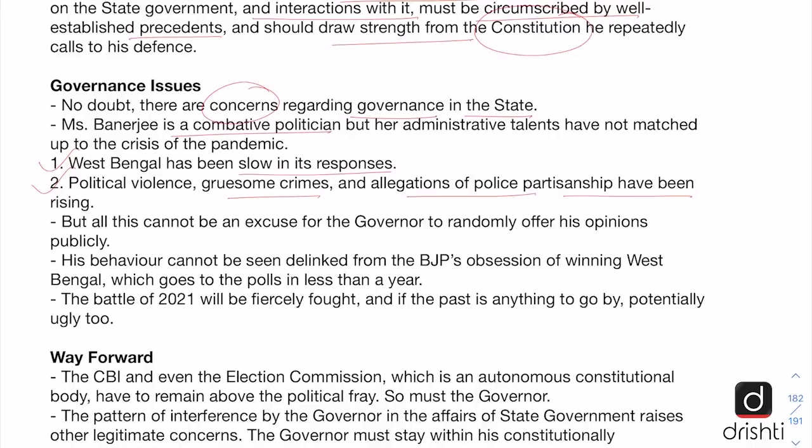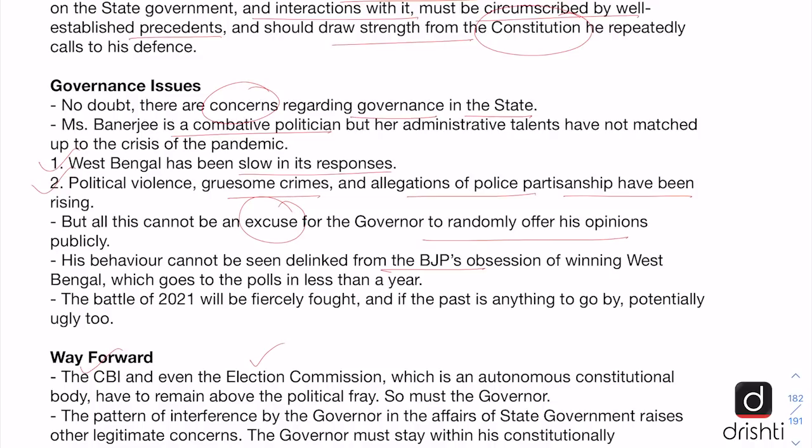And the editorial also says that all of these cannot be an excuse for the governor to randomly offer his opinions, and that too publicly. And the governor's actions are being linked with the BJP's desire to win the West Bengal Assembly elections, which are due in 2021.